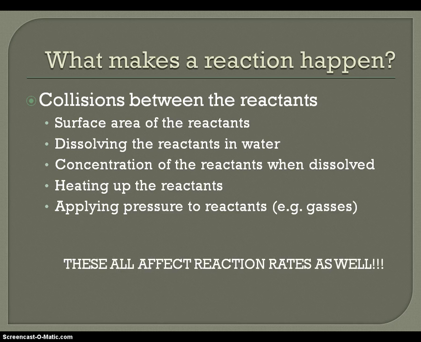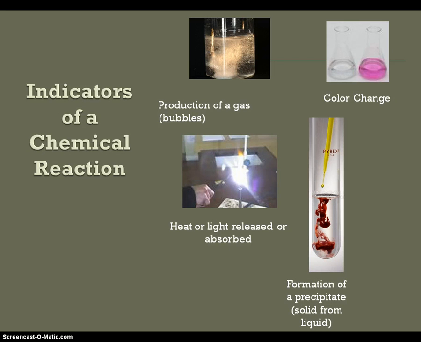One thing to keep in mind is that these factors not only affect whether or not a reaction will happen, and whether or not there are collisions between the reactants where they actually come in contact with each other, but they also affect the rate at which the reaction will go. Let's recall, this was way back from Unit 1, and since we're going to be performing a lot of chemical reactions, we have to remember how we actually observe a chemical reaction happening.